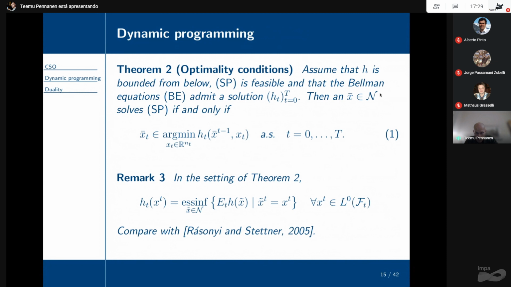And here's one reason why the dynamic programming recursion is indeed interesting. It gives an optimality condition. It says that an adapted strategy x bar is optimal in the original stochastic optimization problem if and only if you get this pointwise minimization condition with respect to these Bellman recursion functions. Here's a remark to some of you who may have studied papers by Rásonyi and Stettner and others. People who don't work with normal integrands often go through this essential infimum, which essentially gives you the same thing, but I'd say with reduced simplicity. So going back to the classical results in the 60s and 70s on normal integrands allows you to get far simpler formulas and simpler derivations and theories.